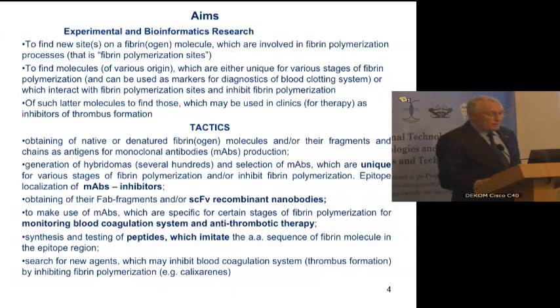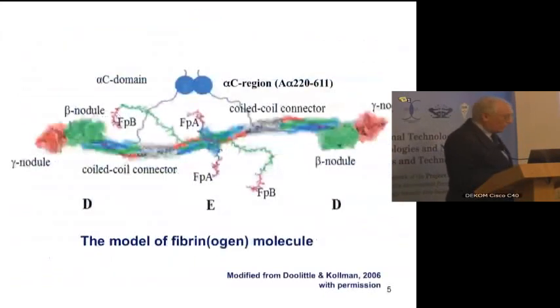We made use of these monoclonal antibodies, which are specific for certain stages of fibrin polymerization, to make sets of ELISA technique. Those who are familiar, it's the most familiar type of methodology to find something on proteins or peptides. Then to synthesize and test peptides which imitate amino acid sequences in the protein in the epitope region, and then to find new agents which may inhibit the blood coagulation system.